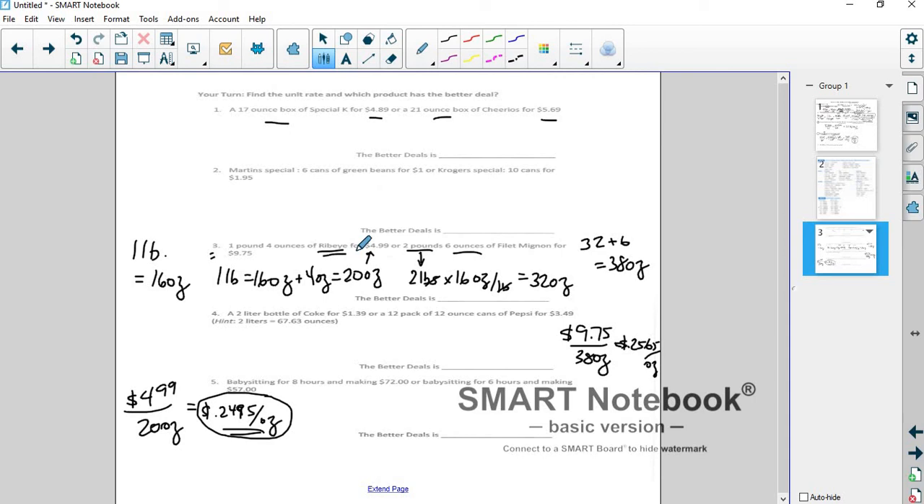Okay, so the unit rate and the better buy comparisons need to be comparing the same units. And if they're not the same units, like in number 4, you have a 2-liter bottle or a 12 pack of 12-ounce cans, you got to convert liters to ounces or ounces to liters, one or the other, all right, in order to be able to compare fairly.